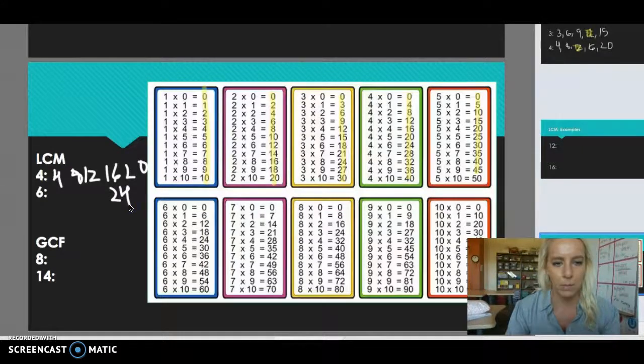Now I'm going to look at my multiples of 6. So I have 6, 12, 18, 24. So you can see here that the least common multiple between 4 and 6 in this case is 12.